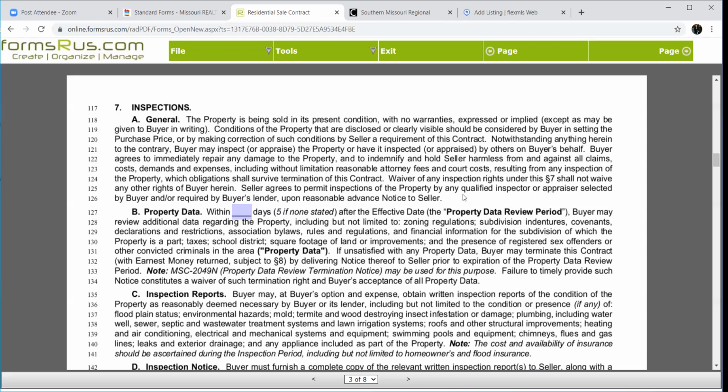Seller agrees to permit inspections of the property by any qualified inspector or appraiser. Well, what does that mean? Well, it's tough to say because we don't actually have any licensure for inspectors in the state of Missouri. So truthfully, your buyer could go do their own inspection. Now, they're still going to have to provide me with the written report and photos, but they have the right to do that.